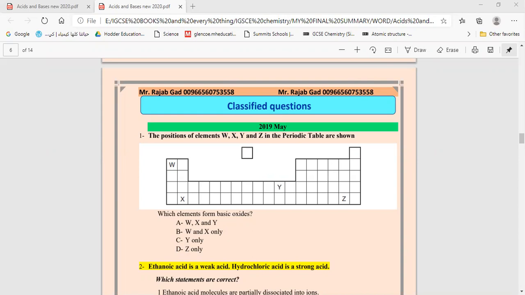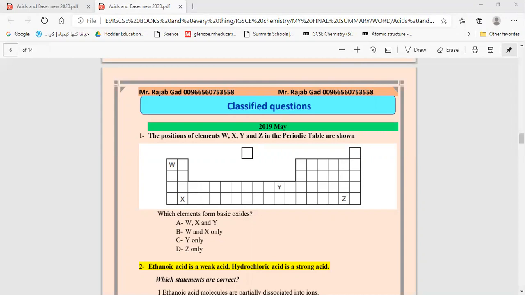We studied the characteristics of acids and bases. We see that acids are H positive donors, hydrogen donors or proton donors. Bases are proton acceptors. Acids have a sour taste, change the color of indicator, react with active metals to form salt and hydrogen gas. Acids react with carbonate to form carbon dioxide.